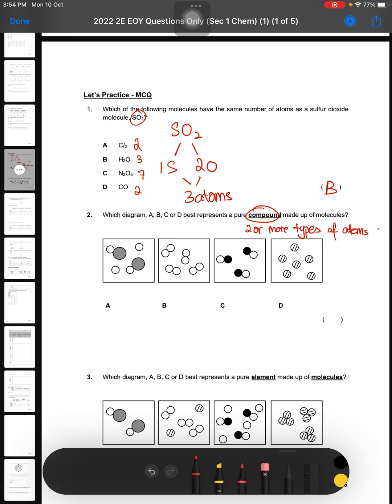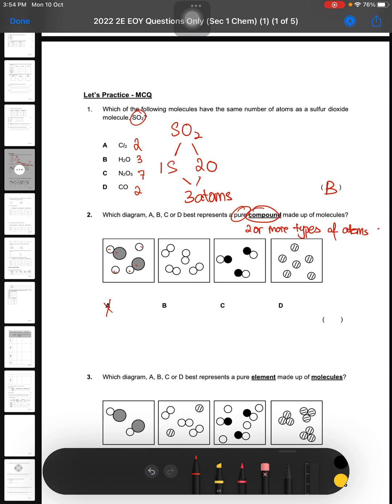So we take a look at the first one. These two white circles are considered an element, and then these two are considered a compound. So A is wrong because they're asking for a pure compound. B, although they are all the same and it is pure, is definitely not a compound because they're made up of the same atoms.